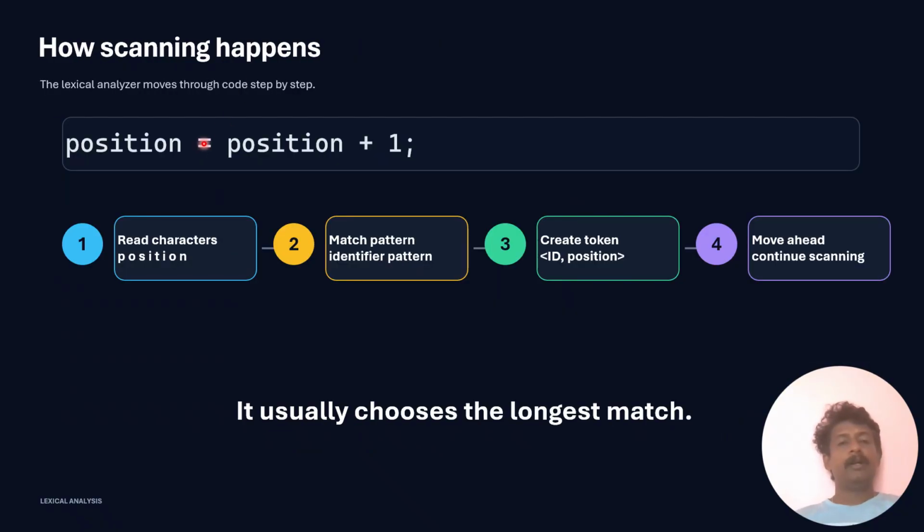Okay. Let us see how scanning works. The analyzer starts from the first character and moves from left to right, in other words, by positions. It reads all the letters together, then checks the patterns and identifies the identifier. It creates tokens and moves to the next part of the code. Usually, the analyzer takes the longest possible match. For example, a double equal should be taken as one operator, not as two separate symbols.